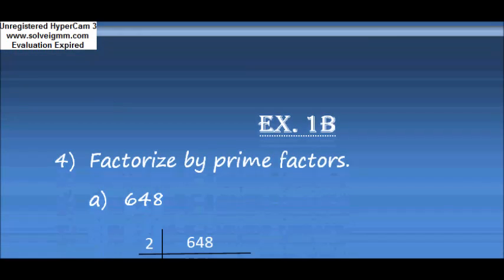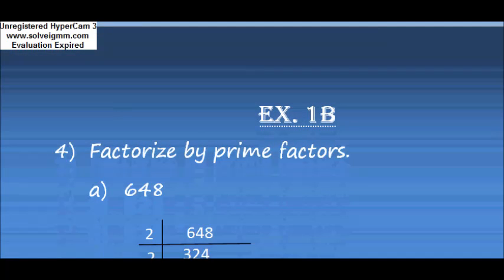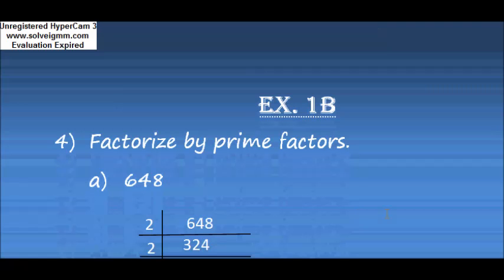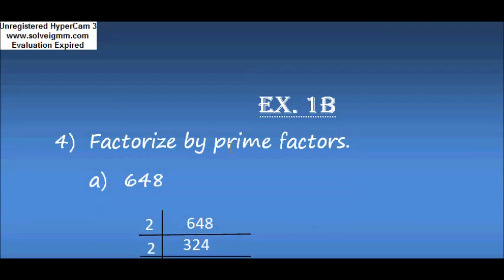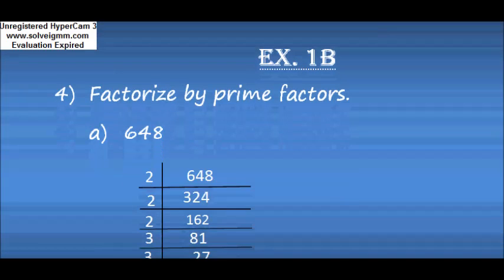Now exercise 1B. Factorize by prime factors. 648. Now, what do you mean by prime factors? It means in the factors you can take only the prime numbers. For example, 2, 3, 5, 7 and so on. Now 648.